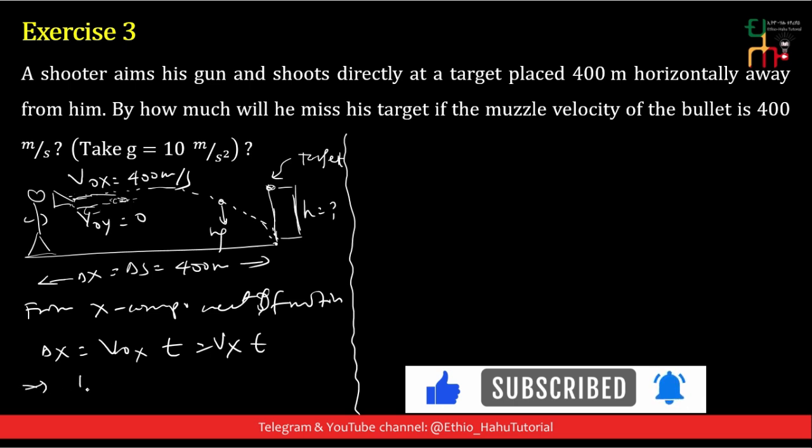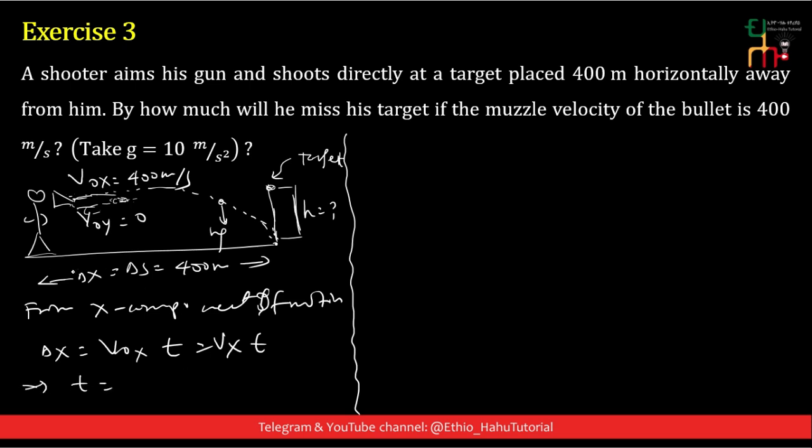From this, the time required by the projectile to move this horizontal distance 400 meter is delta x divided by v naught x. Delta x is 400 meter divided by v naught x, which is 400 meter per second. 400 goes with 400, meter goes with meter, second goes to the numerator part. This is equal to 1 second. Therefore, the time required by the bullet to move this horizontal distance is 1 second.